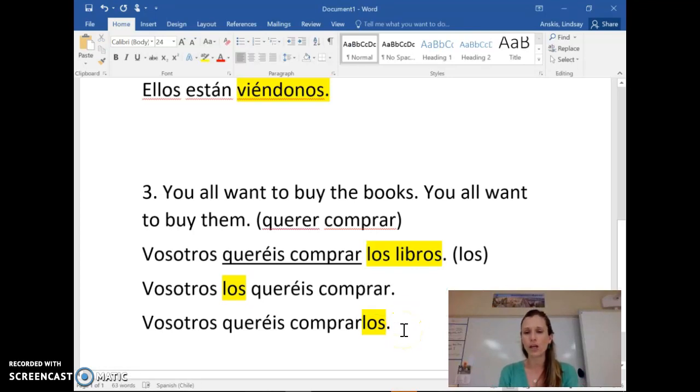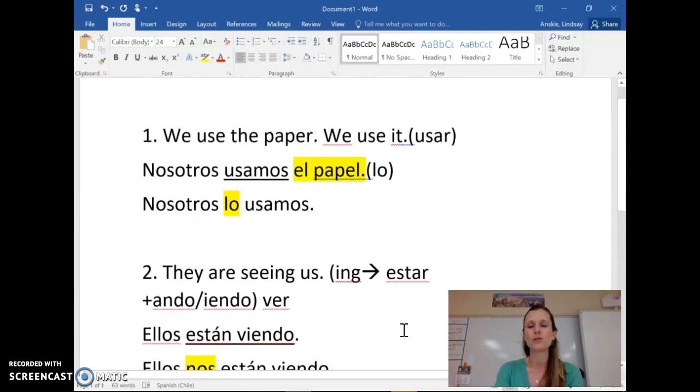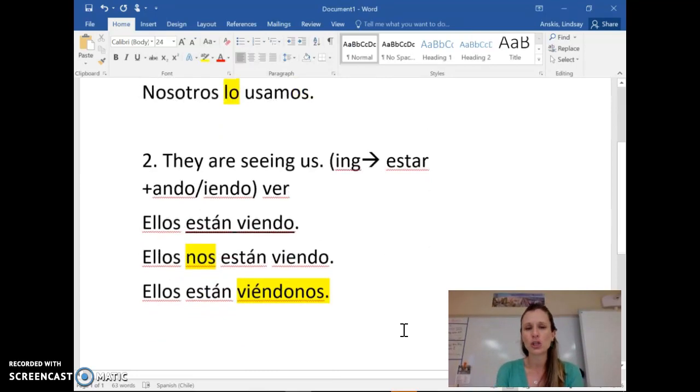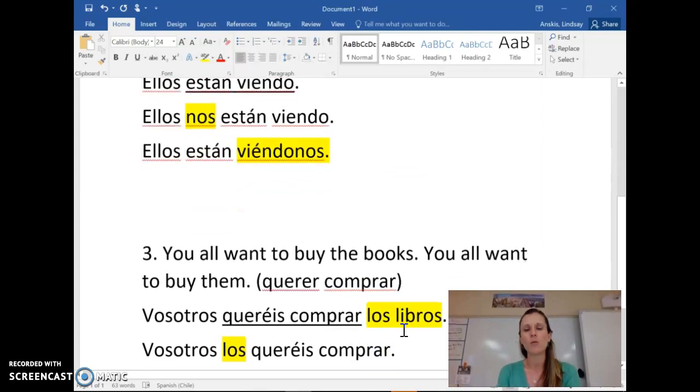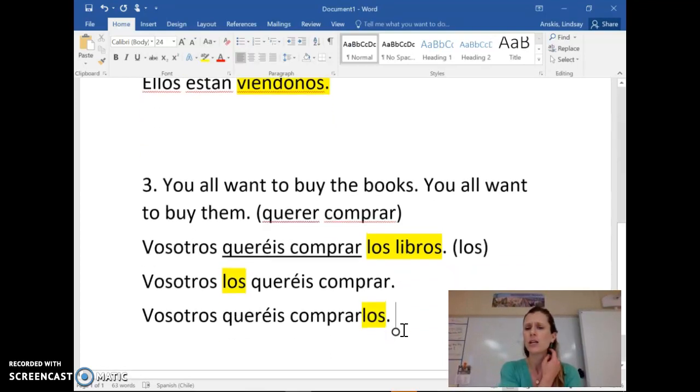So that should hopefully go over everything with direct object pronouns. Make sure you recognize that they answer the question who or what. In number one, we use the paper. Who or what do we use? The paper. In number two, they are seeing us. Who or what are we seeing? Us. And in number three, you all want to buy the books. Who or what do you want to buy? So that should hopefully take you through all of the notes for 1 through 5.